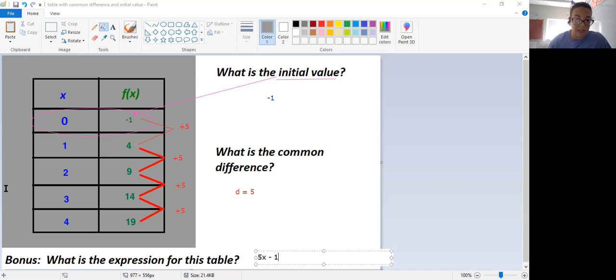You can check it real quick right here with this 2. If I do 5 times 2, I get 10. If I subtract 1, I get 9. 3 times 5 is 15, minus 1 is 14. 4 times 5 is 20, minus 1 is 19. 1 times 5 is 5, minus 1 is 4. 0 times 5 is 0, minus 1 is negative 1. It can sometimes be a little tricky to check with the zeros and the ones, so I like to check with the other numbers first.